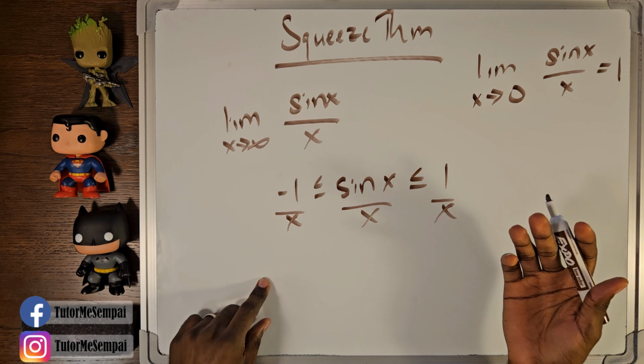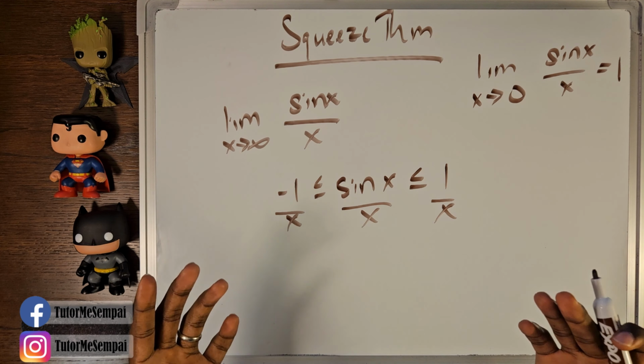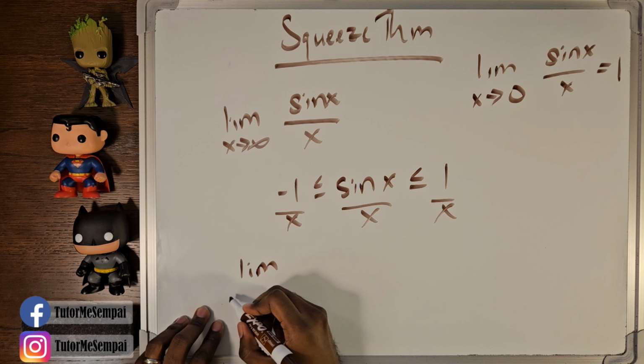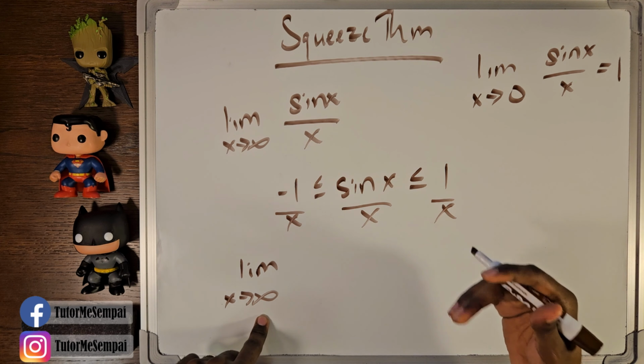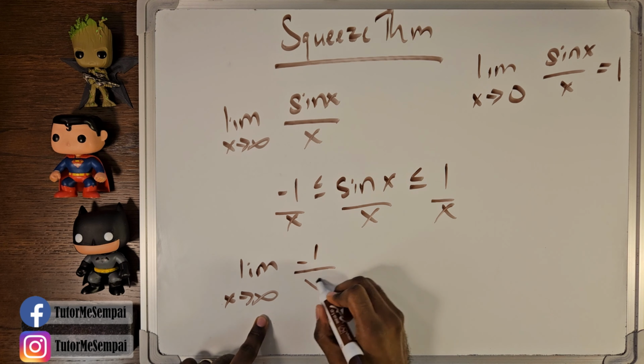Next, we move on to finding out if the bounds that we just found have the same limits. So we're going to find the limit of everything. We have the limit as x goes to infinity, because with the squeeze theorem, you can go to infinity. You don't have to just go to a particular point. You can actually go to infinity as well. So we're going to do the squeeze theorem here.